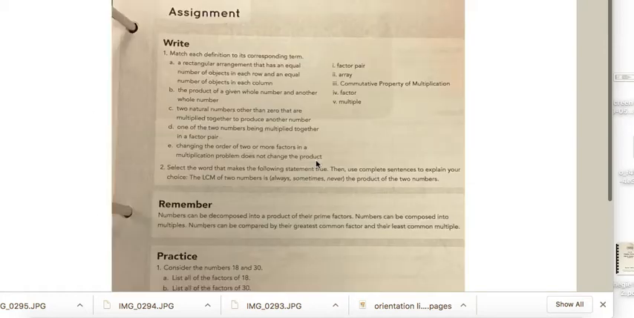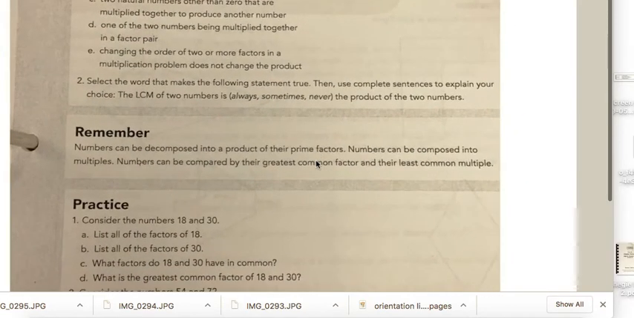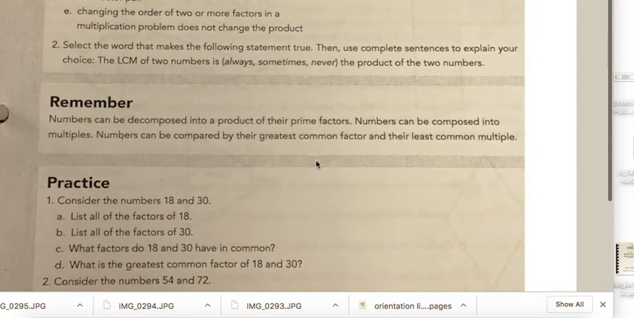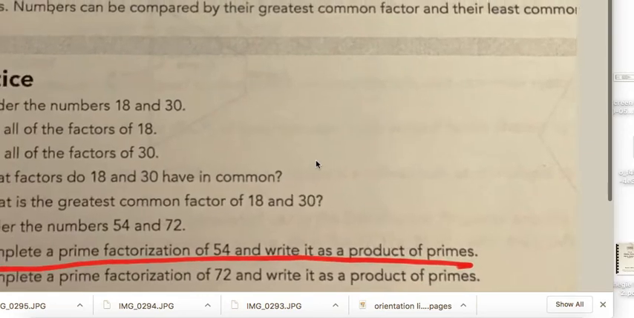So let's take a look at our homework from last night. The vocabulary, you can look back at your notes to get those answers in your notebook. But let's take a look at 54 and 72. Okay, so I look at 54 and it says complete a prime factorization and write it as a product of primes. It's down here.